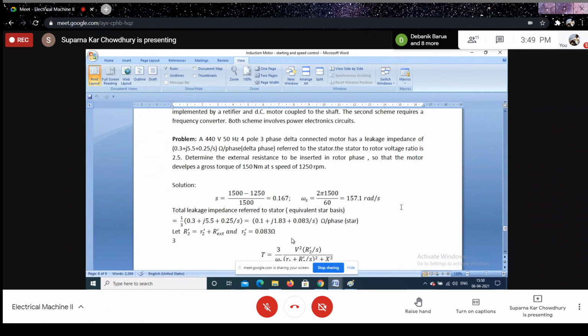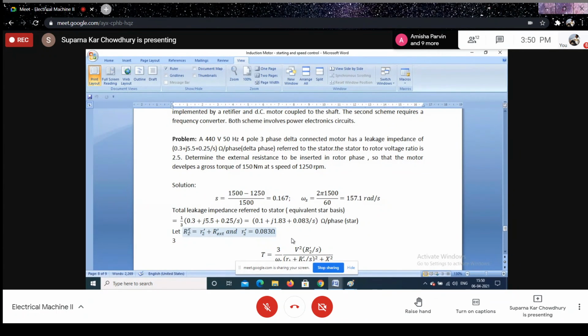Now the total leakage impedance referred to the stator, this is for delta. If we convert this to equivalent star, this will be 1/3 of this. So this is the impedance in ohms per phase for star connected.